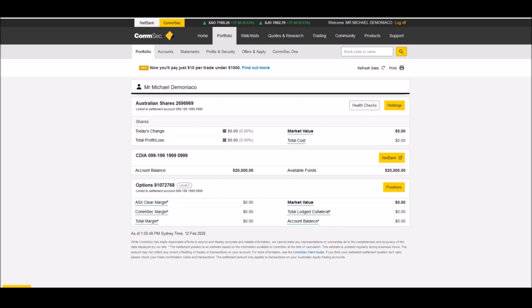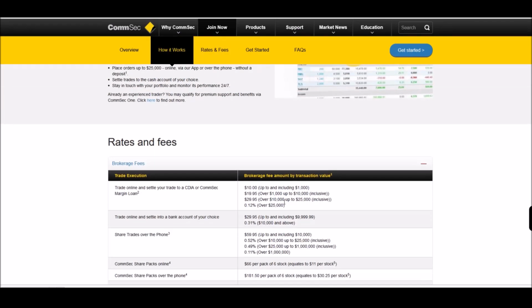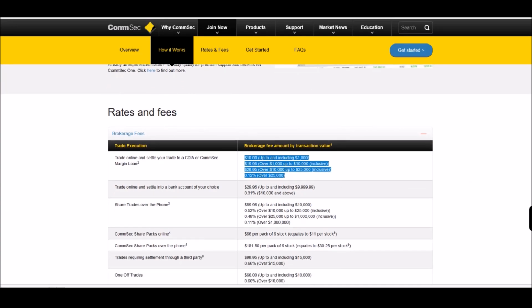Before we make our very first trade, let's have a look at the costs and fees associated with every trade that we're going to make. It costs $10 up to and including every $1,000 worth of shares that we trade, $19.95 over 1,000 up to 10,000, and then $29.95 for over 10,000 up to 25,000, and then 0.12% for any trade over $25,000. Now, in the time that I've done my trading, I've never had to deal with any of these additional fees. These are things where if you plan on trading over the phone for some reason, or you plan on making one-off trades and you don't have a CDIA account, then all these other fees are worth looking into. Otherwise, these are the fees that you're really interested in looking at.